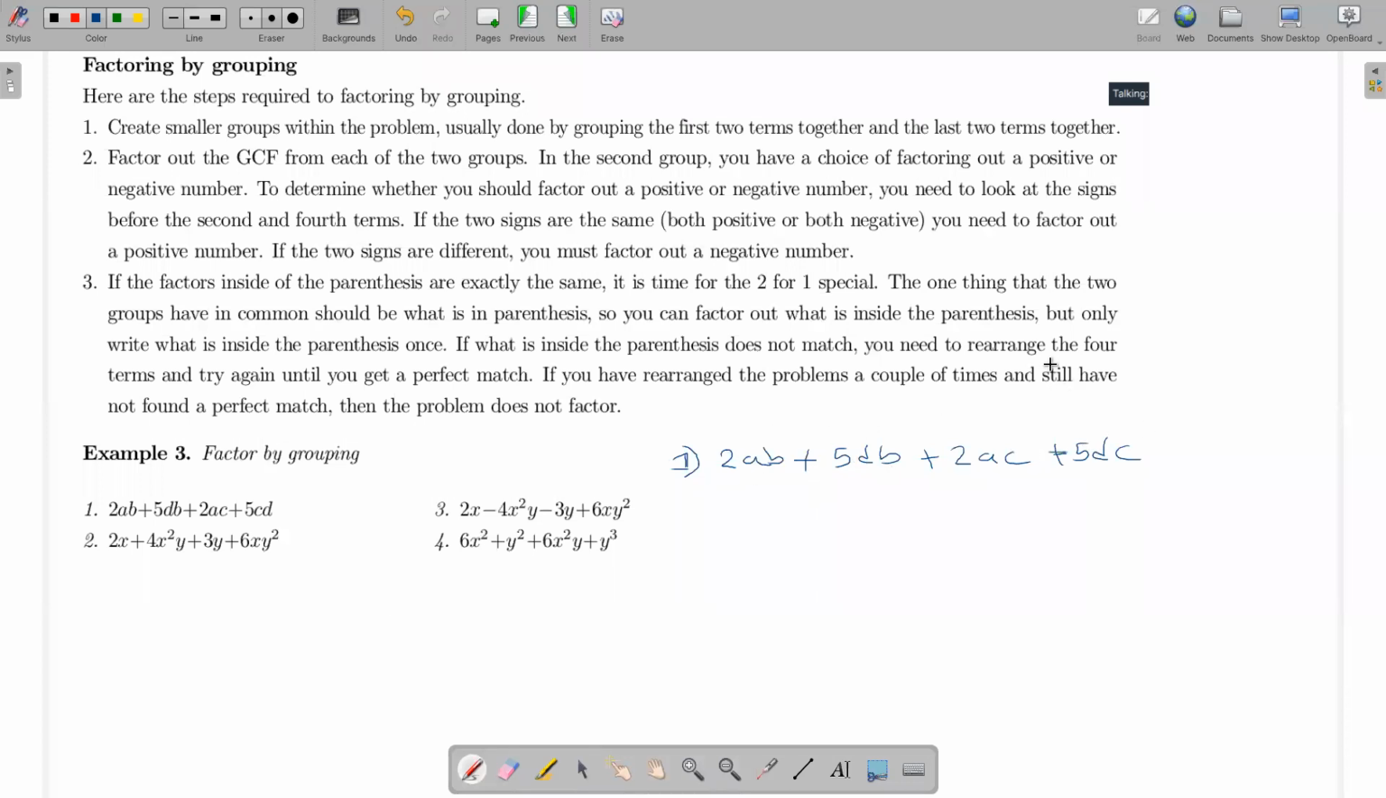Okay, so for four terms I can make two groups, each with two terms. So these two I group together, and these two also I group together.